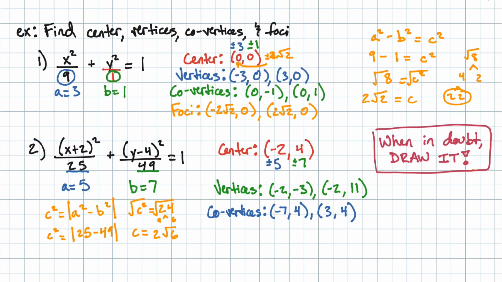And the foci lie on the same axis, they lie on the major axis, which is the larger one, so that's going to change with the y for this one. So plus or minus 2 square root of 6 from that 4. So here's what that looks like. The x isn't changing from the center. Well, 4 minus 2 square root of 6. Hey, guess what? That doesn't simplify, and that's okay. We got 4 plus 2 square root of 6. Okay, and that is part 1 of this lesson.